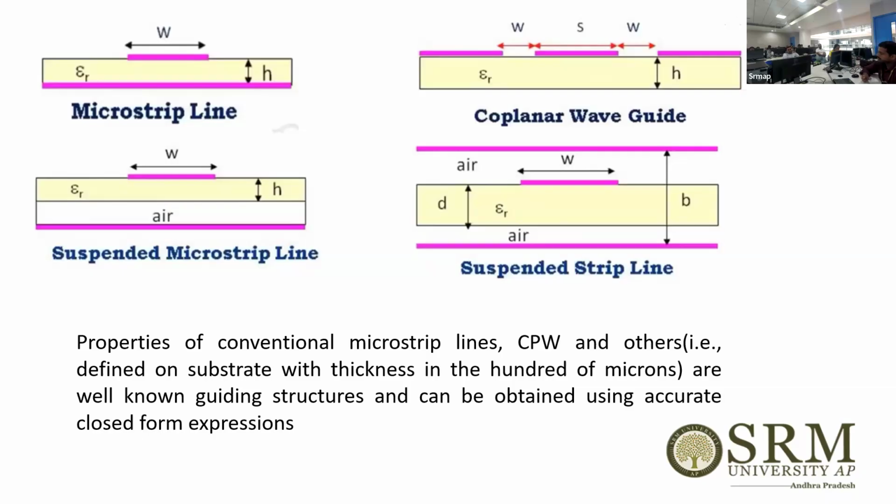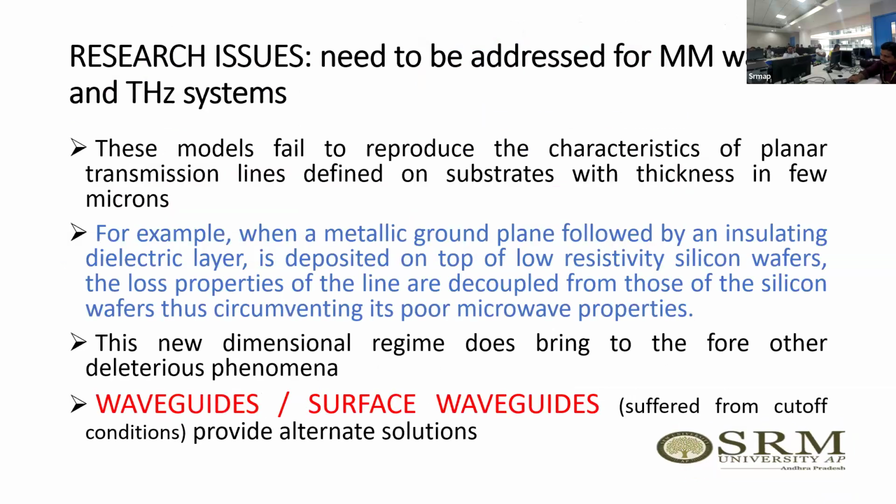That means if the metallic ground is insulated on the dielectric substrate, which is on the topmost layer of the silicon wafer, then the losses are predominant here. The losses couple with the ground material and result in poor microwave characteristics. That is one of the drawbacks we are facing with conventional devices, which I am listing here. This can be overcome with surface waveguides.